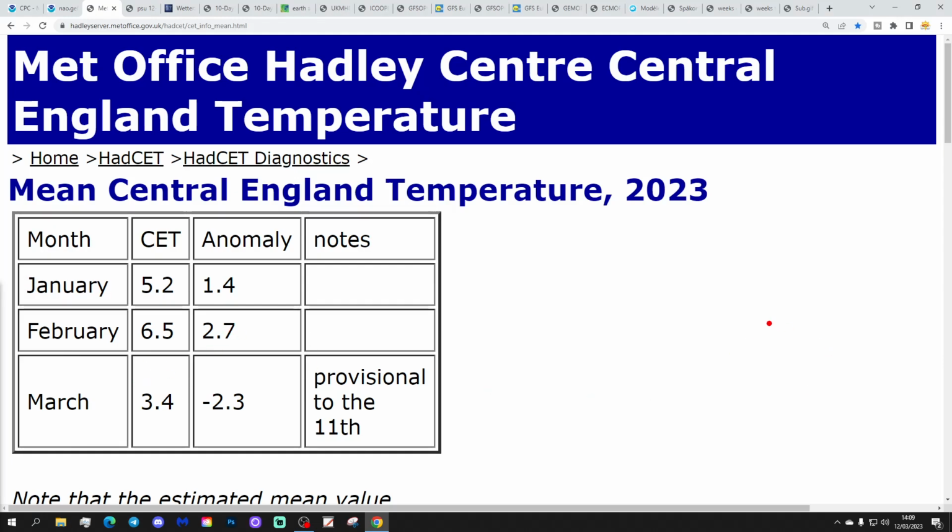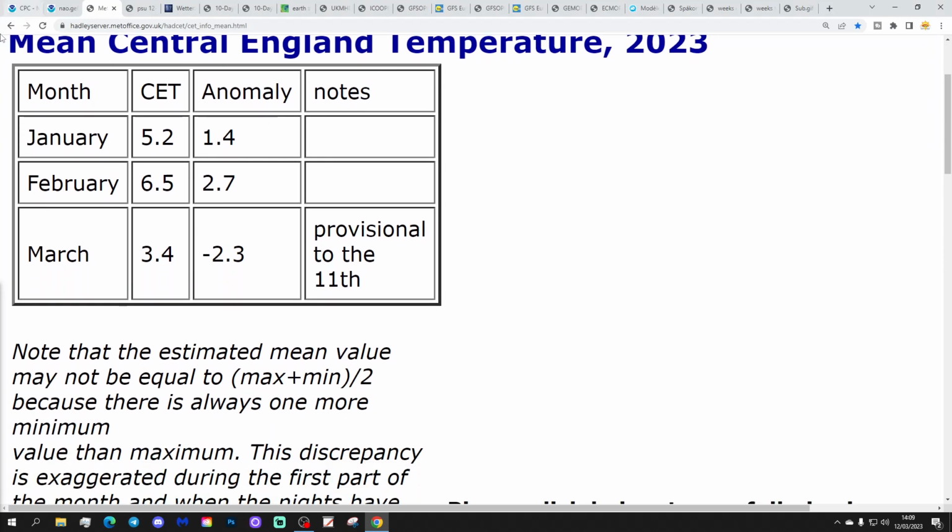So CET is currently sitting at 3.4 here. We've had, I think that's 2.3 degrees below average. That's provisional to yesterday, the 11th. That's as low as it's going to get. It's very mild out there today. That'll start lifting up when this updates tomorrow.